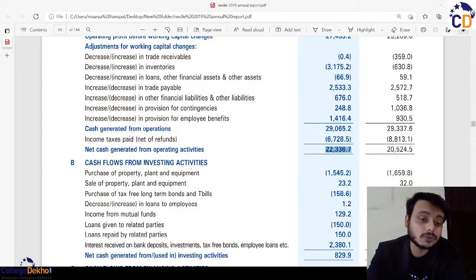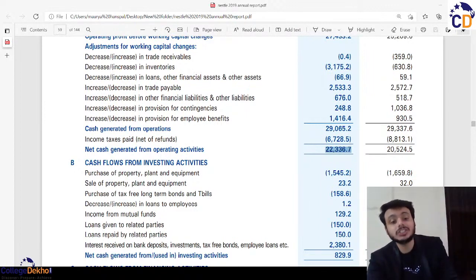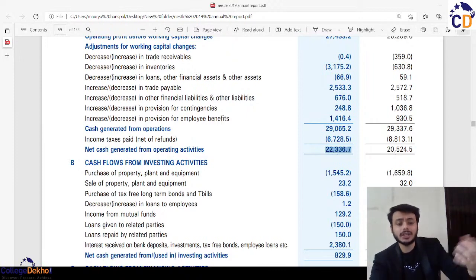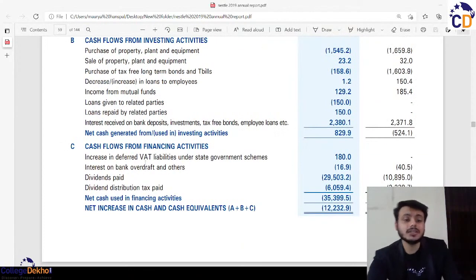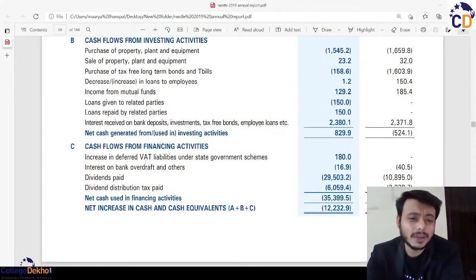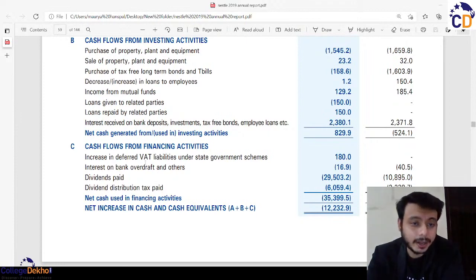Then you have these cash flows from investing activities. These are basically where you have invested, that you have purchased an asset or plant and machinery or sold them. Then you have the cash flow from financing activity. This is basically your interest payment obligations कि लोन पे तुम कितना इंटरेस्ट पे कर रहे हो एंड कितना इंटरेस्ट तुमको मिल रहा है. ठीक है.